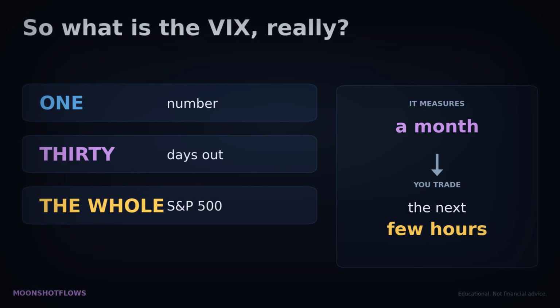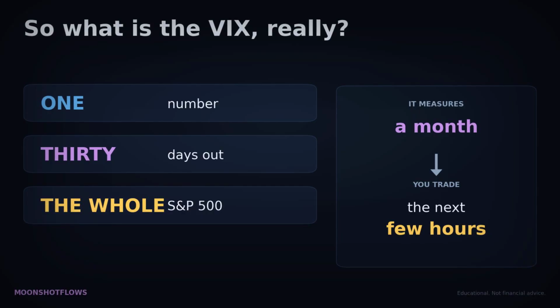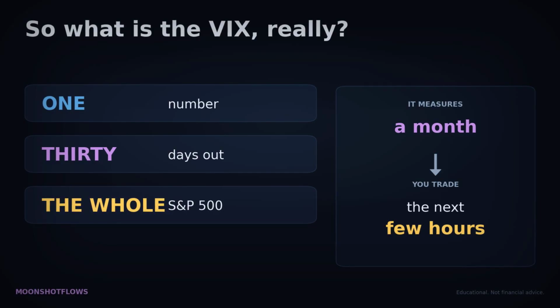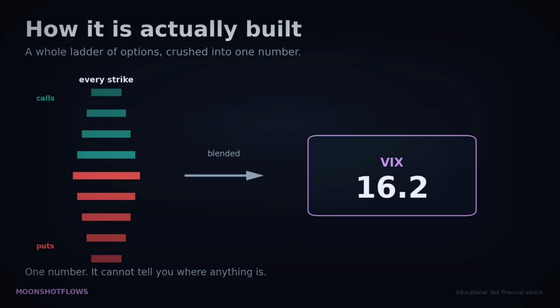But look at what you do. You're trading 0 DTE options that live and die on the same day. On the NASDAQ, not the S&P. So already before any math, you can feel the gap. The VIX is a month. You're trading the next few hours.